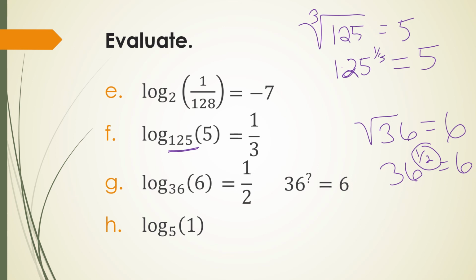The last one, again, 5 to what power would give me 1? Well, again, anything to the 0 power will give me 1. So this is 0. That is it. That is the last lesson.